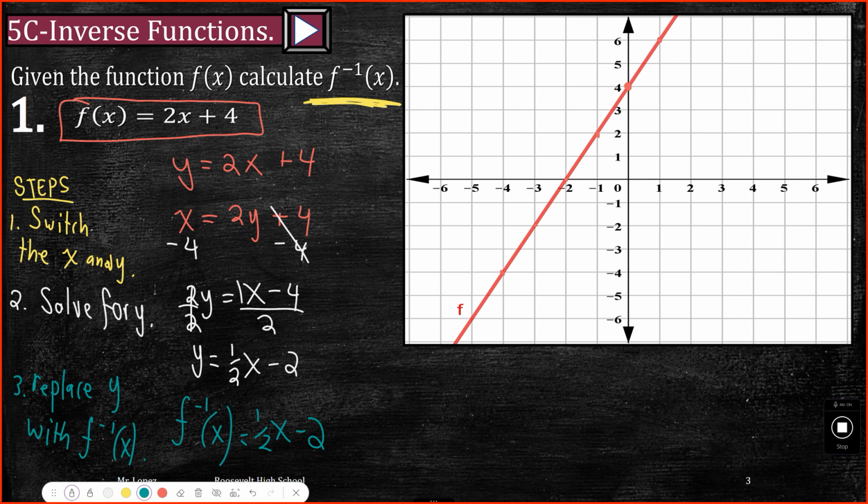All right, what I'm going to do now is graph this inverse function. So where do I start? It's a line. What's the y-intercept? Negative 2. So at negative 2, I'm going to start. And then what's the slope? Up 1 over 2, up 1 over 2, up 1 over 2. Or I can go down 1 over 2, down 1 over 2. And I connect these dots, and I'm going to get the inverse function.